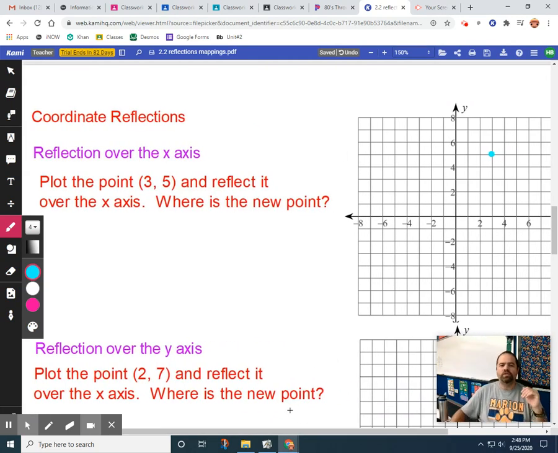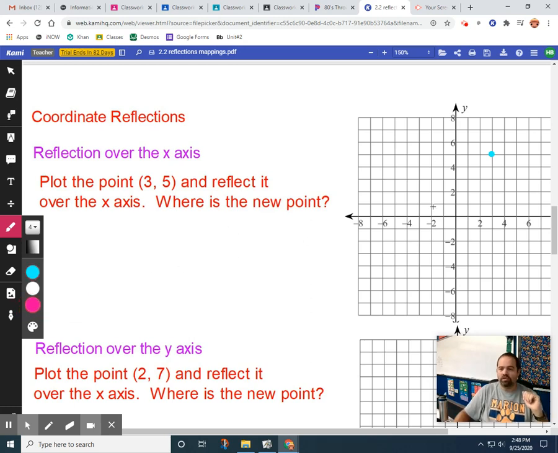So now what I want to do is I want to take that point and reflect it over the x-axis. Now the x-axis is your horizontal one. So when I take a point that's above and I reflect it below, what's actually changing? My left and right direction isn't changing at all. What's changing is the actual vertical distance. So we're reflecting across the horizontal line, but the vertical number is going to be the one that changes.